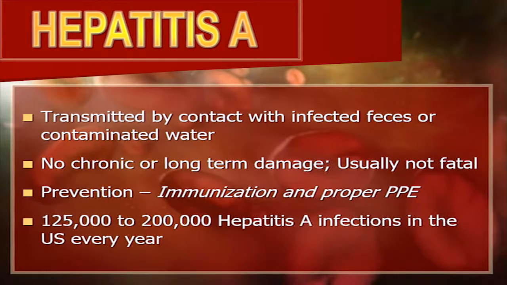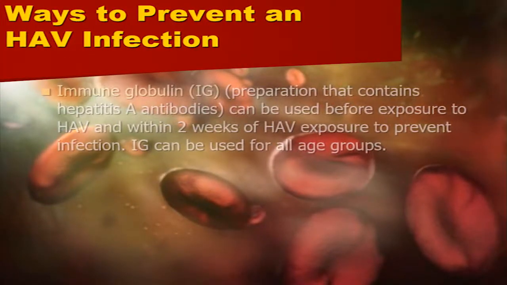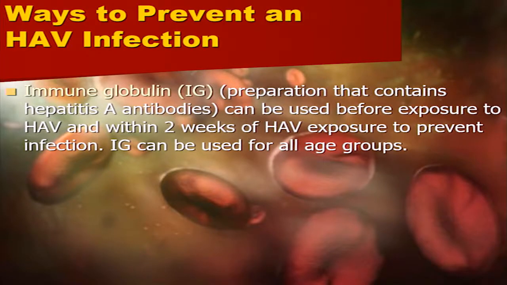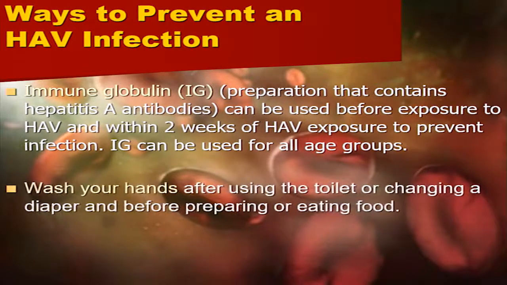Hepatitis A, transmitted by contact with affected feces or contaminated water. That means if you work anywhere near Swiss Tower garbage cans, you're going to be exposed. No chronic or long-term damage, usually not fatal. Prevention is the immunization and your proper PPE. There's 125,000 to 200,000 hepatitis A infections in the U.S. every year. Since there's no chronic or long-term damage, we don't typically automatically immunize you here at DTS for it.